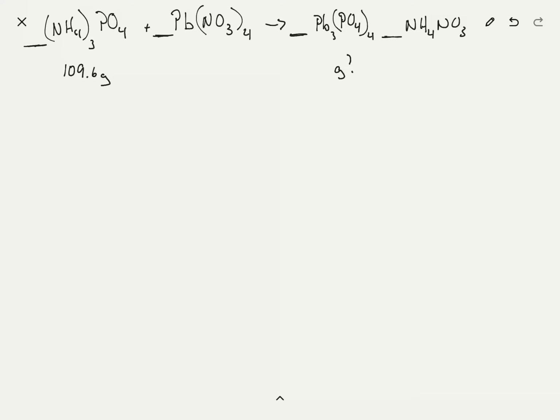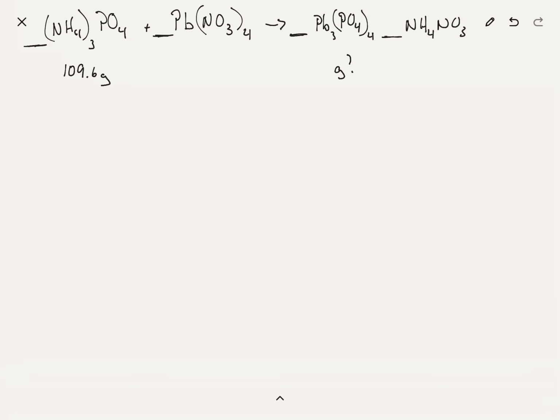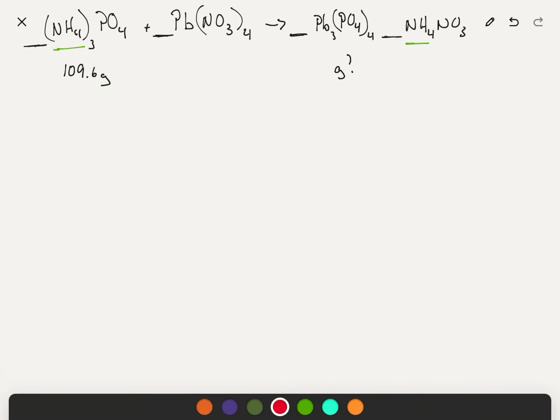Well, this one is not as bad as it looks because most of these are polyatomic ions. We have ammonium here and here. We got phosphate here and here. We have nitrate here. Nitrate here and here, and then we have lead.